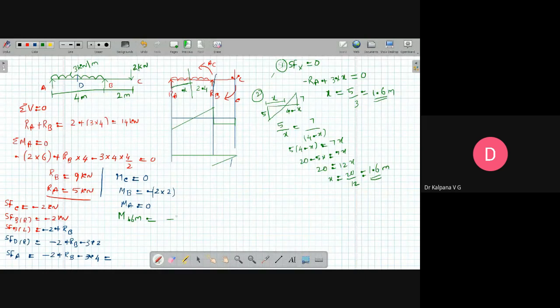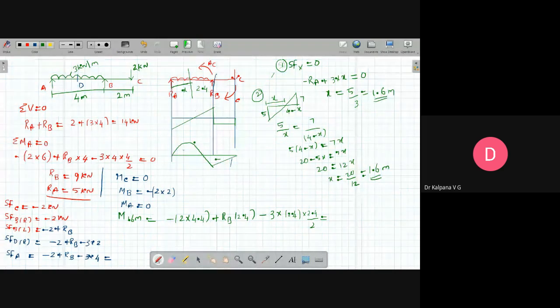Then minus 2 into 2 plus 2.4, 4.4, plus RB into 2.4, minus 3 into UDL, UDL for 2.4 meters, 2.4 into 2.4 by 2. So this is the maximum bending moment. So in the same point in the diagram, we can connect it through, because from RB to here the UDL starts, so I can connect it through a parabolic curve. So this is a straight line, this minus, this plus.